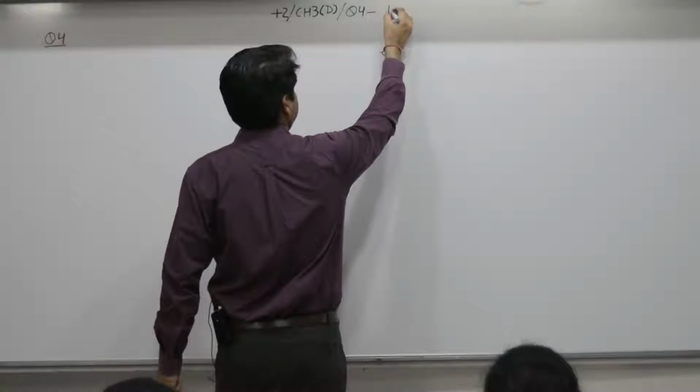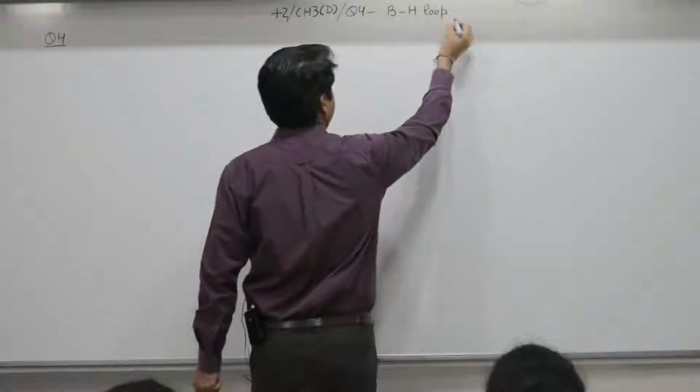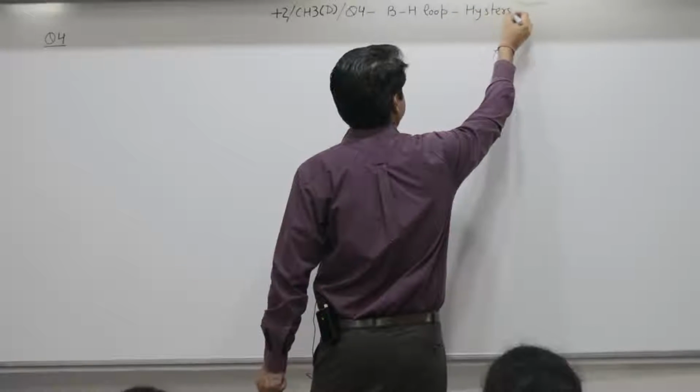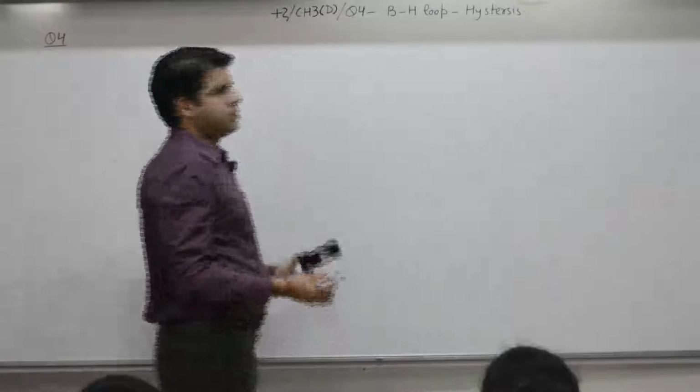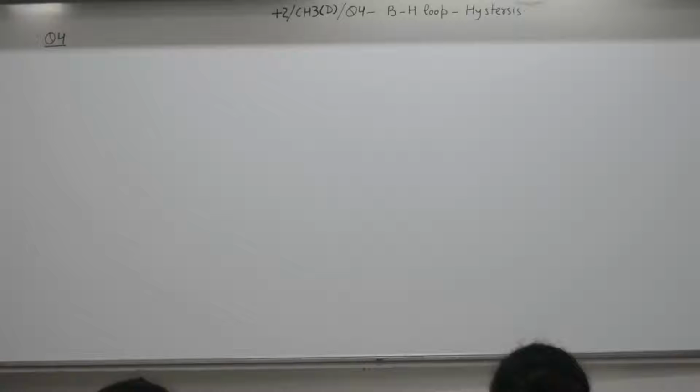It is known as the BH loop, or is also known as hysteresis. Hysteresis means to lag. Go through A part only.